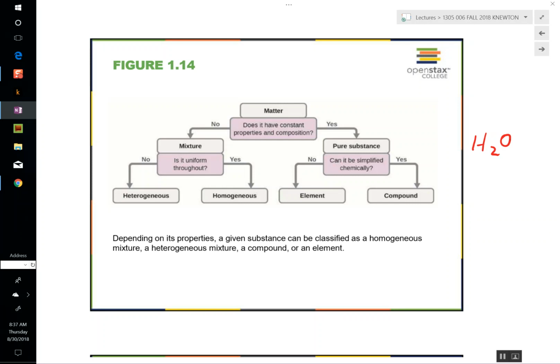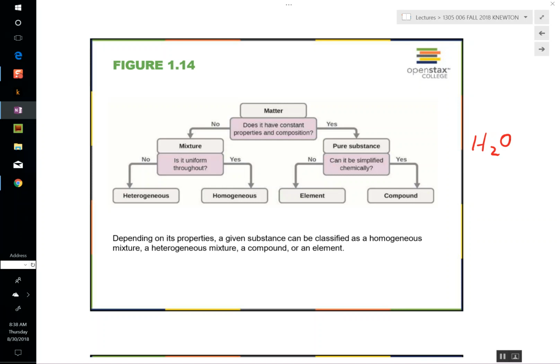All right, so there's two kinds of pure substances. Sodium chloride in your salt shaker at home. If it says sea salt, it's got all kinds of stuff in there. But if you got a box of Morton's table salt, it's predominantly sodium chloride. That's a compound. It's made up of sodium and chlorine, and it can be broken down into that. So water and salt are some examples of compounds.